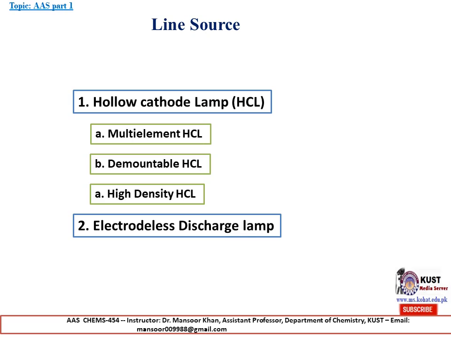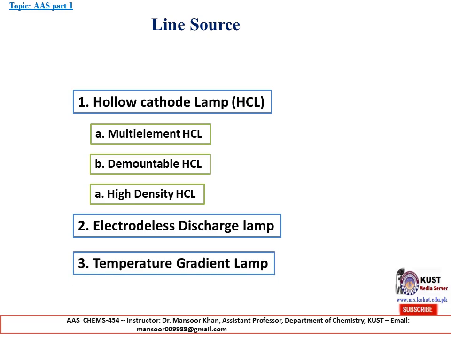The other line sources which are used nowadays in atomic absorption spectroscopy as an excitation source are the electrodeless discharge tube and the temperature gradient lamp. These two lamps are also used, but the hollow cathode lamp is widely used, and its efficiency and application are greater as compared to the electrodeless discharge lamp and temperature gradient lamp, which are used rarely and in specific conditions.